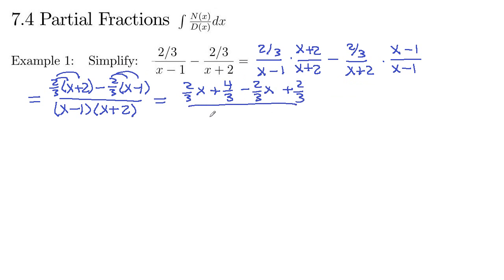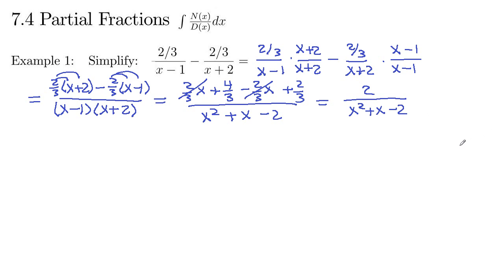And over our LCD of x minus 1, x plus 2, let's go ahead and multiply that out. First terms, x squared. Outer terms 2x, inner terms negative x, so plus x. And last terms negative 2. In the numerator, 2/3 x and negative 2/3 x cancel. 4/3 and 2/3 is 6/3, which is 2. So this is just the expression 2 over x squared plus x minus 2.